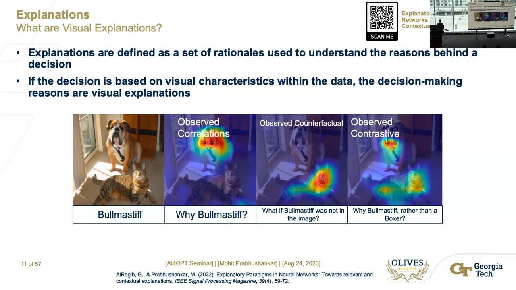And if you ask why, it needs to highlight regions within that image. In this case, if I ask the question of why bull mastiff, a network has to highlight the regions in the face of the dog. It makes sense to us because that is why we would say that this is a bull mastiff.